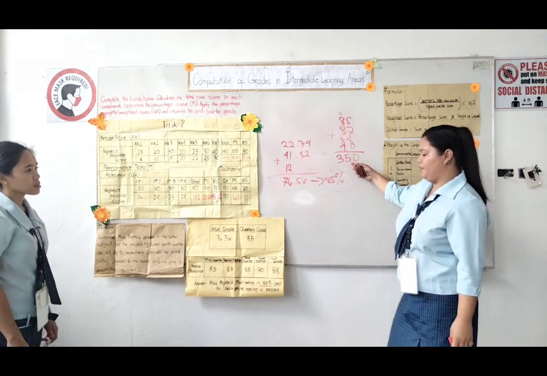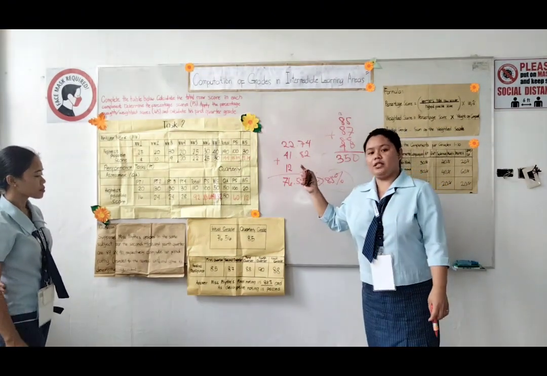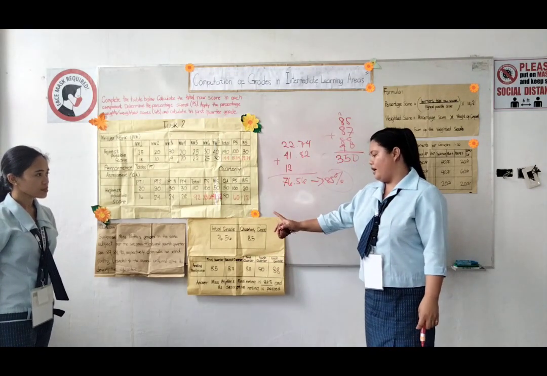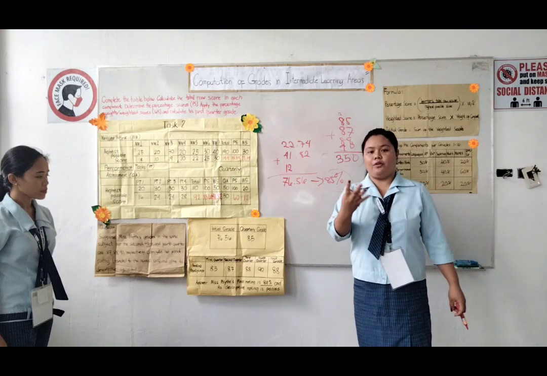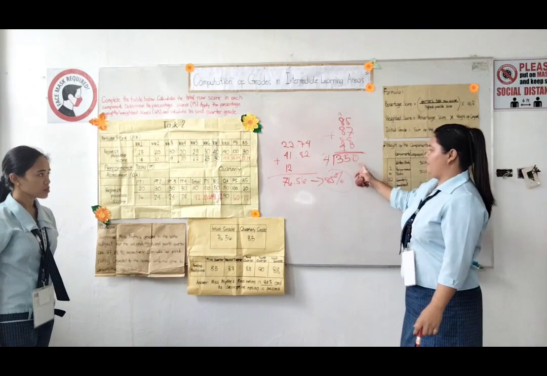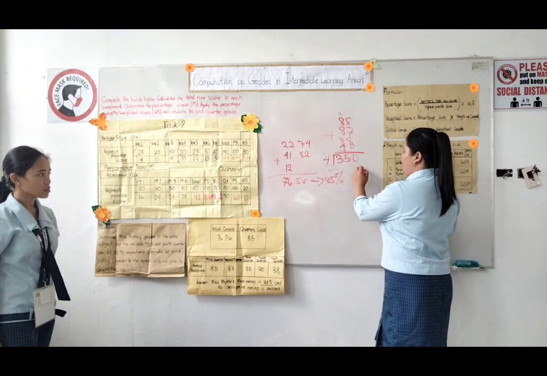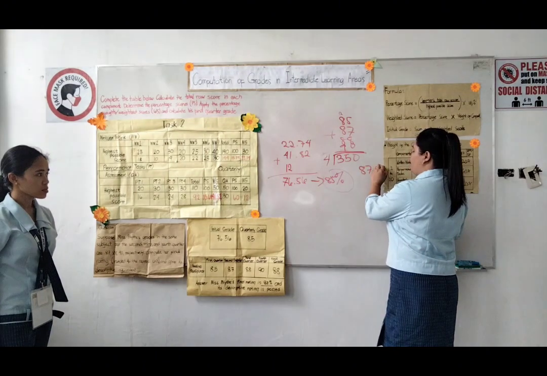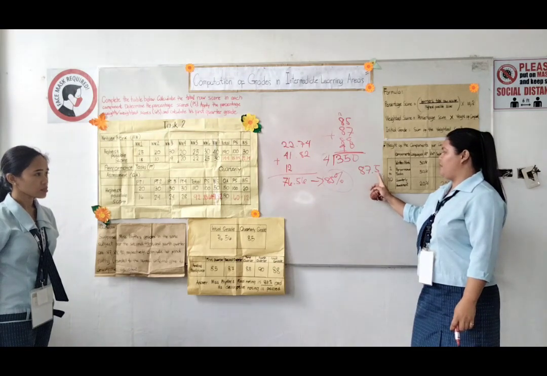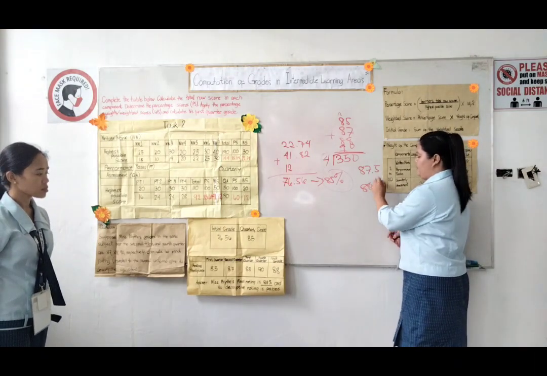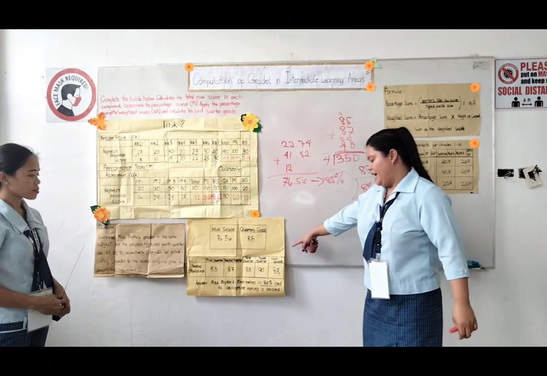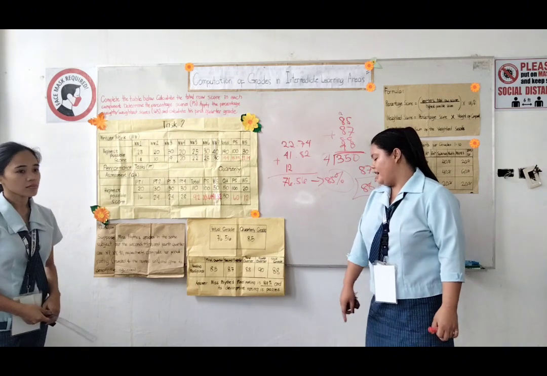So 350 divided by the number of quarters. So we have here 4, since it is first quarter, second quarter, third quarter, and fourth quarter. So we need to divide this by 4. So 350 divided by 4 is equal to 87.5. So we need to round up 87.5, so it is 88%. So Miss Blythe's final rating is 88% and its descriptive rating is passed.